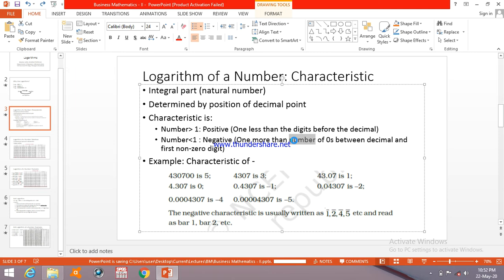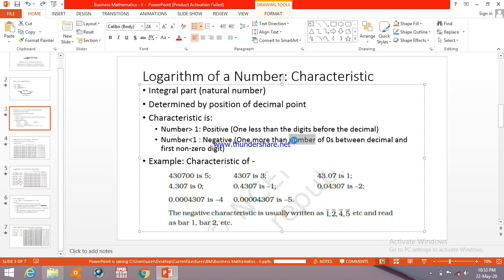And what would be the value of the characteristic? It would be one more than the number of zeros between the decimal and the first non-zero digit. Now have a look at 0.4307. How many zeros are there between the decimal and the first non-zero digit? Non-zero digit would mean 1, 2, 3, 4 up till 9. The first digit which is there is 4, a non-zero digit, which means there are no zeros between the decimal and the first non-zero digit. In other words, there are zero zeros.